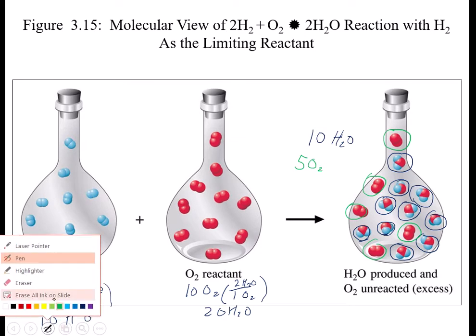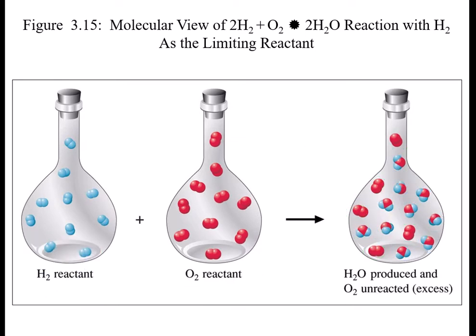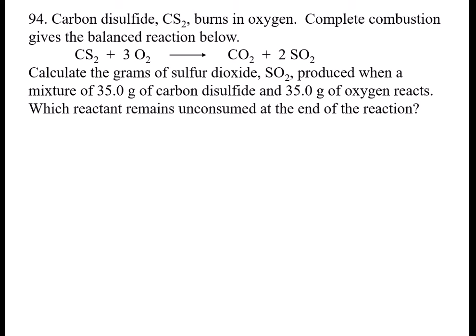So now let's do a problem with this. This is number 94 out of the textbook. Carbon disulfide burns in oxygen. The complete combustion gives the balanced reaction of 1 carbon disulfide plus 3 oxygens goes to produce 1 carbon dioxide and 2 sulfur dioxides. Now in the book, they draw out the molecules, but this is the same thing. On the test, I also cannot draw out the molecules, so this is more what it's going to look like. Calculate the grams of sulfur dioxide.